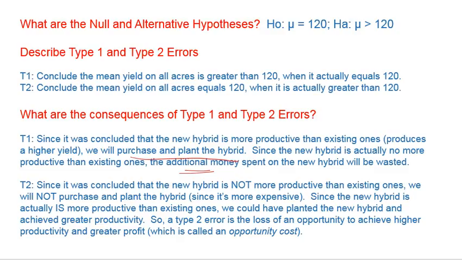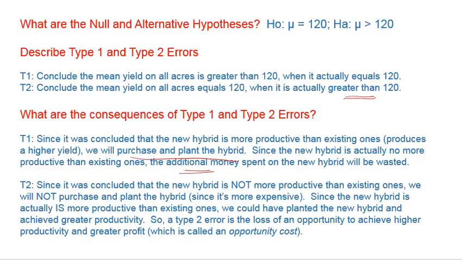How about a type 2 error? Again, type 2, you conclude that the mean yield is 120 bushels per acre for the new hybrid, so in other words, there's no improvement in productivity, when actually the mean yield for the new hybrid is greater than 120 bushels per acre, or it's more productive. So, since it was concluded, again, what you concluded, there's no difference. Since it was concluded that the new hybrid is not more productive than existing ones, we will not purchase and plant it. Okay, and that's because it's more expensive. We just keep using what we're normally using.